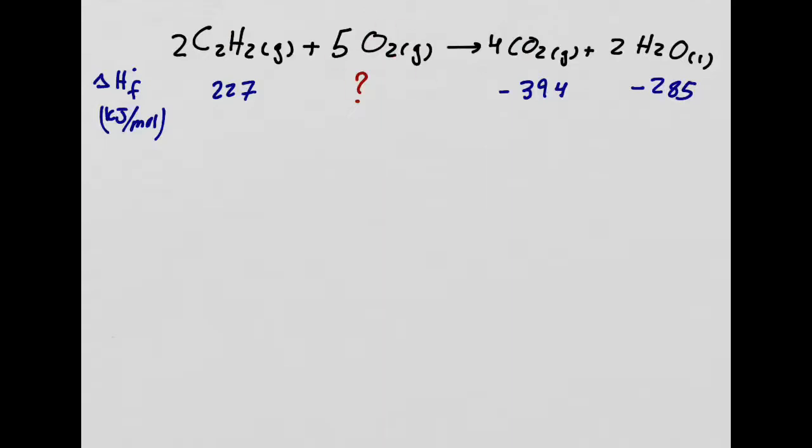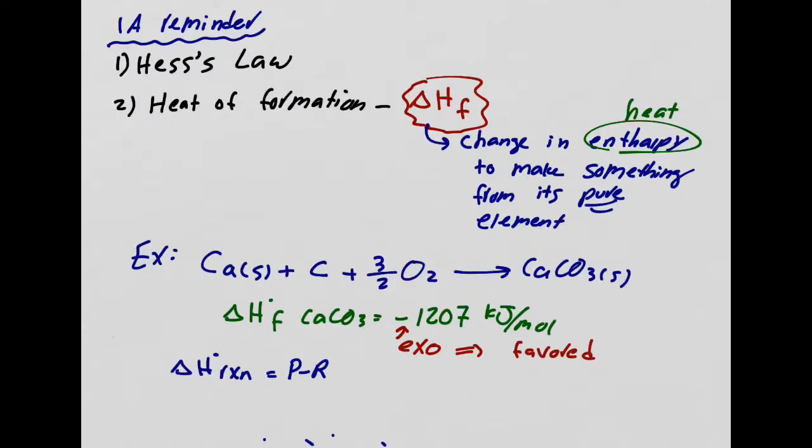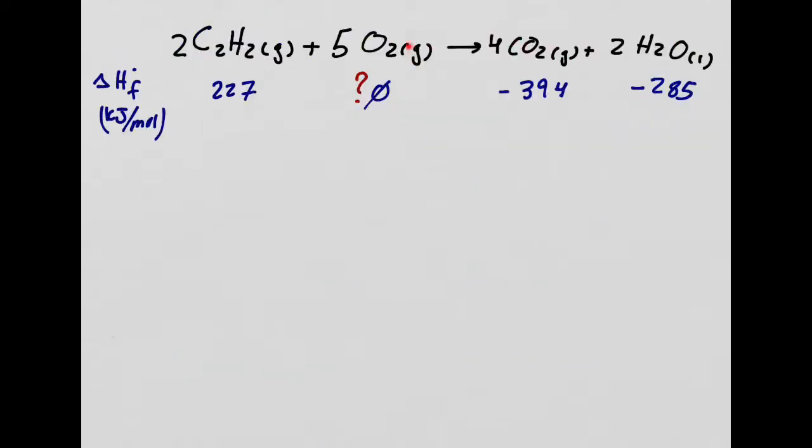Now for oxygen, I'm not going to look up the delta H of the formation for oxygen. I want you to tell me what is the delta H of the formation for oxygen. Hopefully you're yelling right now that, hey, the delta H of the formation for oxygen is 0. And that is correct. Why? Because do you need to make O2? No, that's how it exists in nature. So you don't need to make it, because delta H of the formation is a change in enthalpy to make something from its pure element, like calcium carbonate. Now this is a pure element. I don't need to make it. So the delta H of the formation is 0.